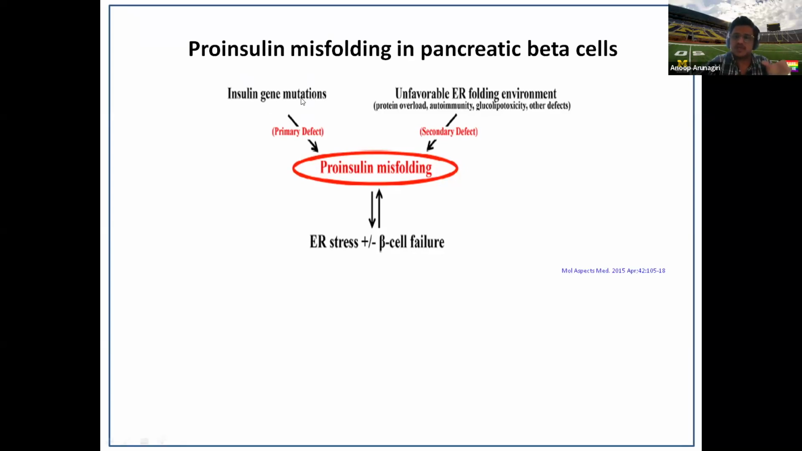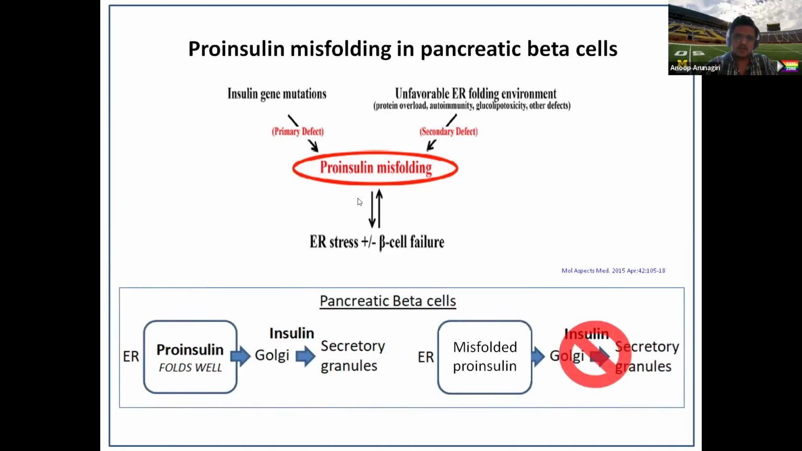One is insulin gene mutations leading to misfolding. The second one is an unfavorable folding environment. So I'll introduce this little cartoon. This is not as simple as the way I'm showing it here, but let me explain.